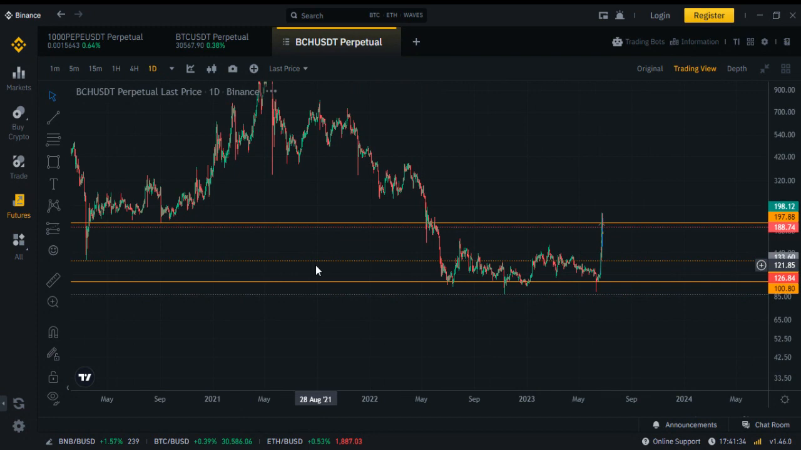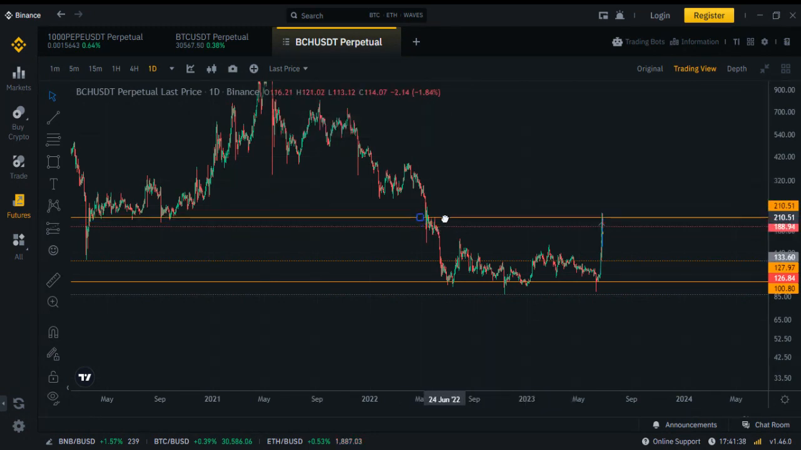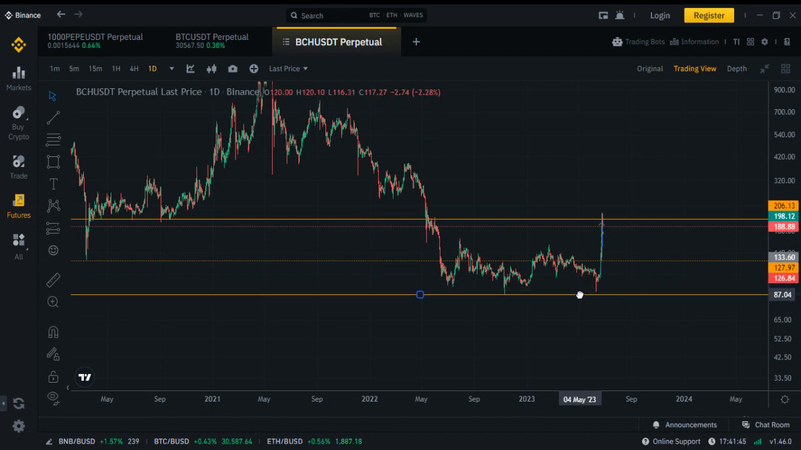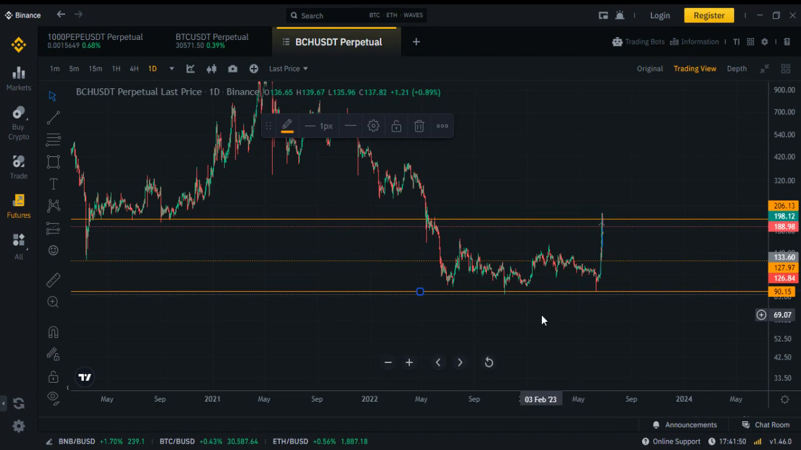I map out my higher highs and higher lows. As you can see, this is my higher high where the market tapped, and these are my higher lows where the market tapped twice for the day. You understand? Because this is just like the supply, and this is just like the resistance, or demand, as you may call it.